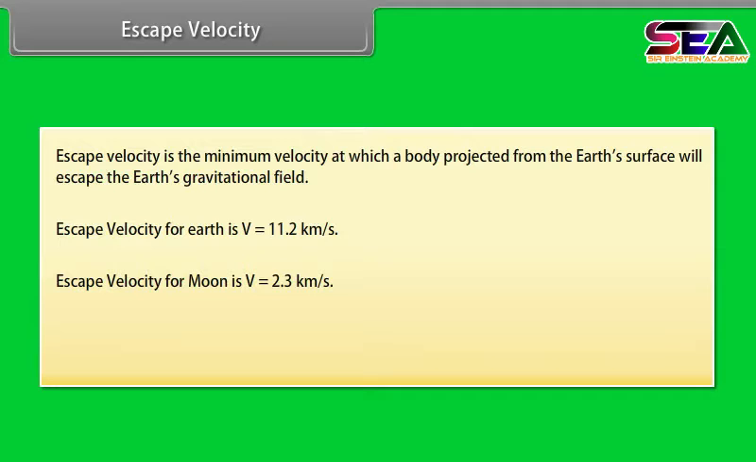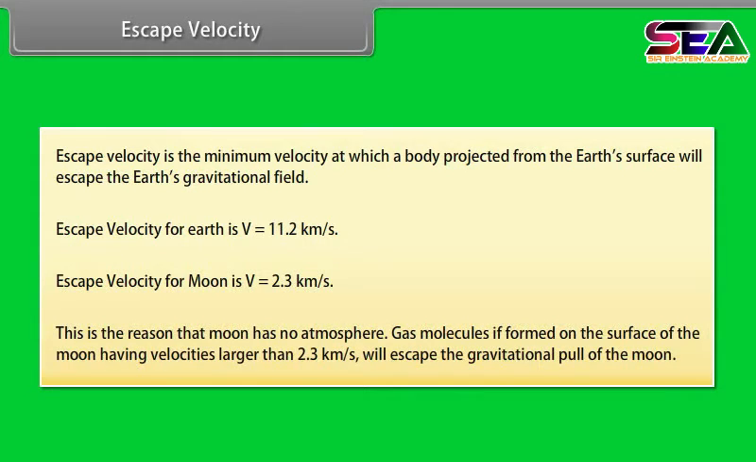Escape velocity for the Earth is v = 11.2 km per second. Escape velocity for the Moon is v = 2.3 km per second. This is the reason that the Moon has no atmosphere. Gas molecules, if formed on the surface of the Moon having velocities larger than 2.3 km per second, will escape the gravitational pull of the Moon.